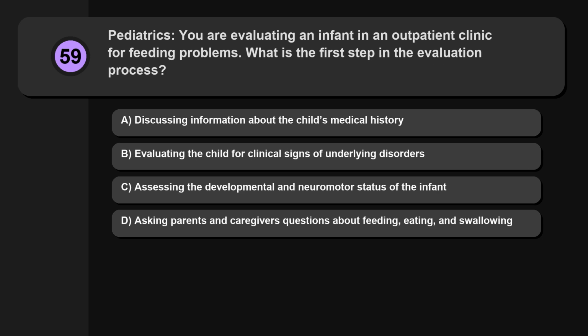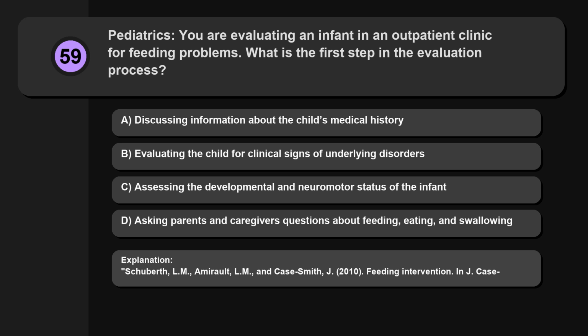Question 59. Pediatrics. You are evaluating an infant in an outpatient clinic for feeding problems. What is the first step in the evaluation process? Option A, discussing information about the child's medical history. Option B, evaluating the child for clinical signs of underlying disorders. Option C, assessing the developmental and neuromotor status of the infant. Option D, asking parents and caregivers questions about feeding, eating, and swallowing.